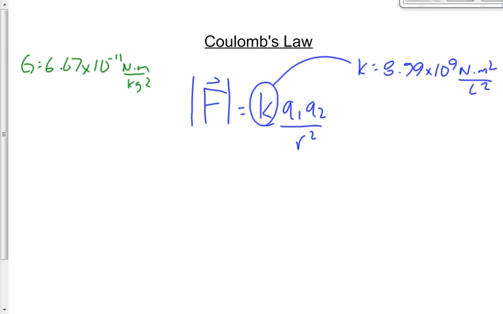The equation looks almost the same with a couple different variables. They both have a constant in it. But notice the constant for the electric force is much, much, much bigger, about 10 to the 20 times bigger than the constant for the force of gravity. That becomes important for us in a minute.